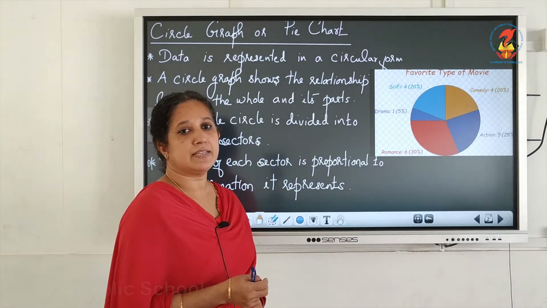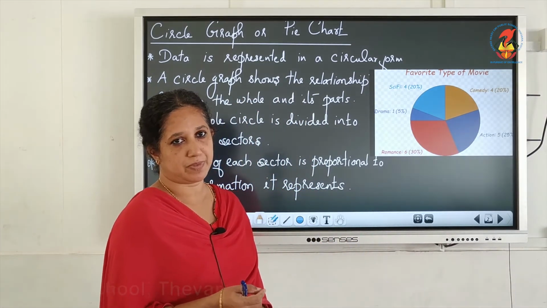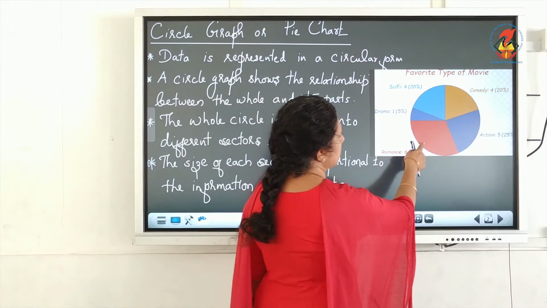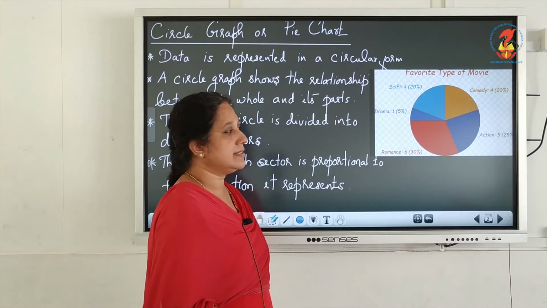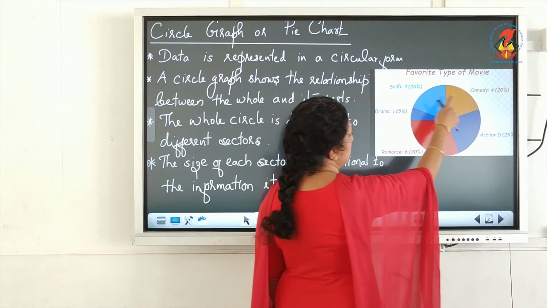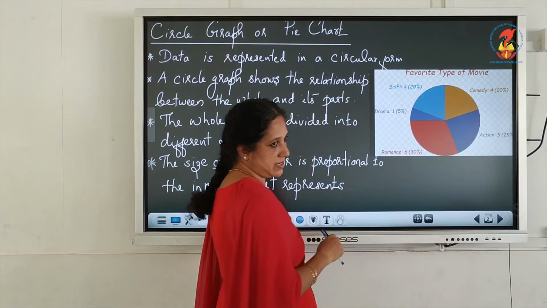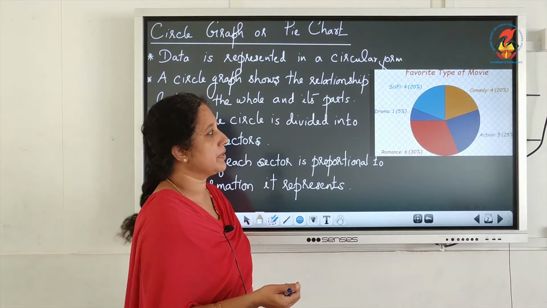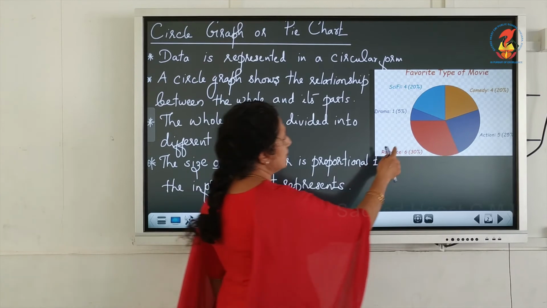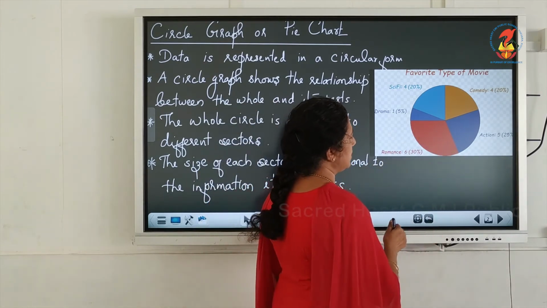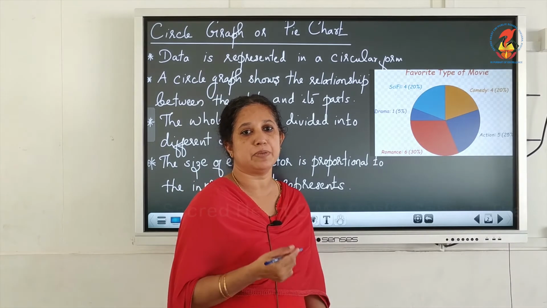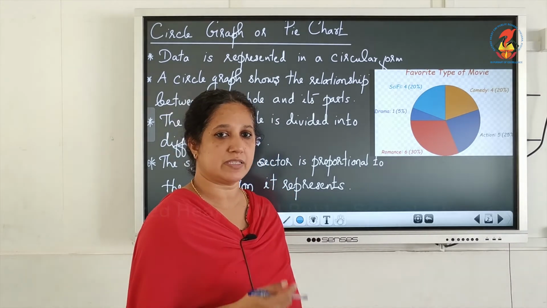Data is represented in a circular form also. Then the graph is known as a circle graph. Here you can see the picture of a circle graph. Another name for the circle graph is pie chart. And here the circle graph shows the relationship between the whole and its parts, the relationship between the whole quantity and its parts.